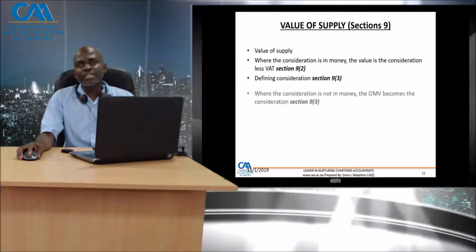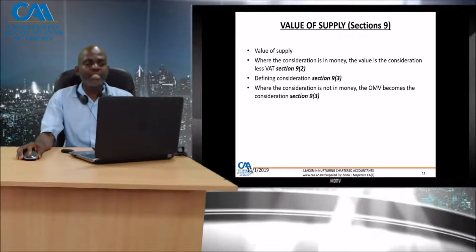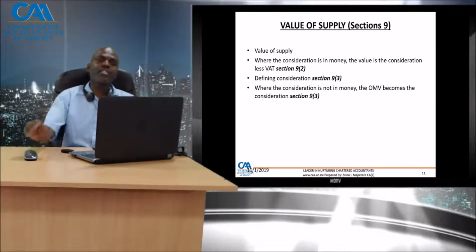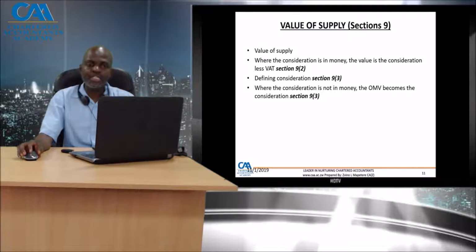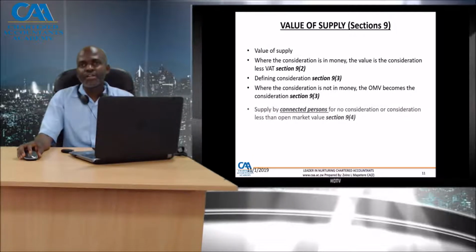But section 9 defines what consideration is. It also starts looking at consideration that is not in money. For instance, there's a barter trade. Yes, the shirt price is $11.50, but someone then pays me a golf shirt for a Friday shirt. So whilst the price tag on my Friday shirt is $11.50, we now need to know what the price of the golf shirt is. And clarity in terms of section 9.3, where the consideration is not in money, the open market value becomes the consideration.